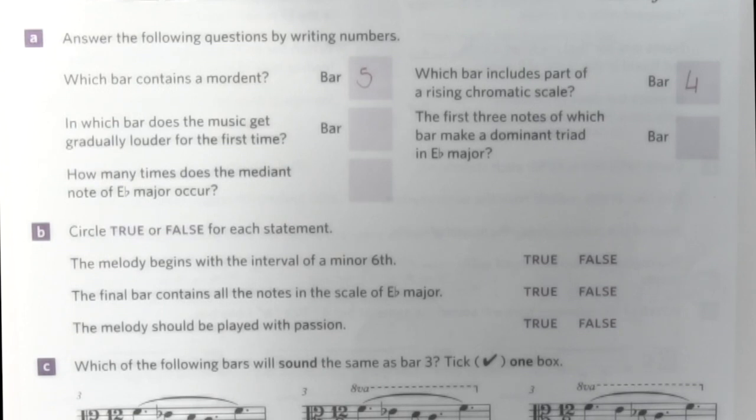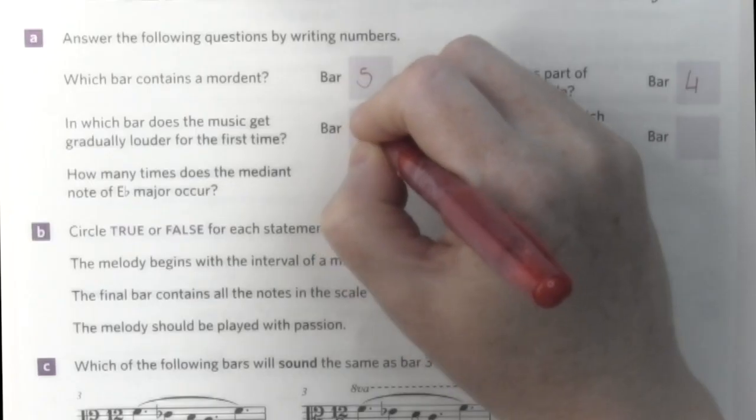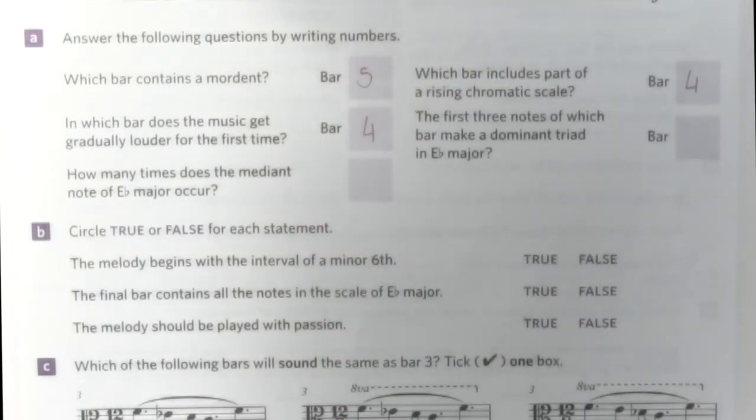And where does the music increase the volume gradually? Still in bar 4, where we have crescendo in the shorter version of it, cresce. Crescendo means growing up in the sense of increasing, or when we grow up in height, and so we get taller. And in this case means increasing the volume.